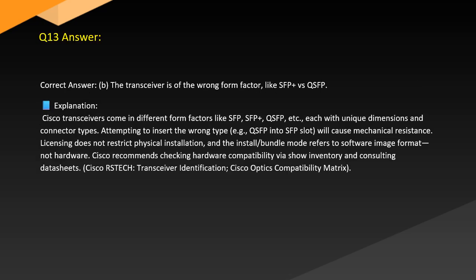Answer. Correct answer: B. The transceiver is of the wrong form factor, like SFP+ versus QSFP. Blue Book explanation. Cisco transceivers come in different form factors like SFP, SFP+, QSFP, etc., each with unique dimensions and connector types. Attempting to insert the wrong type, a QSFP, into an SFP slot will cause mechanical resistance. Licensing does not restrict physical installation, and install bundle mode refers to software image format, not hardware. Cisco recommends checking hardware compatibility via show inventory and consulting datasheets. Cisco RSTECH, transceiver identification, a Cisco optics compatibility matrix.